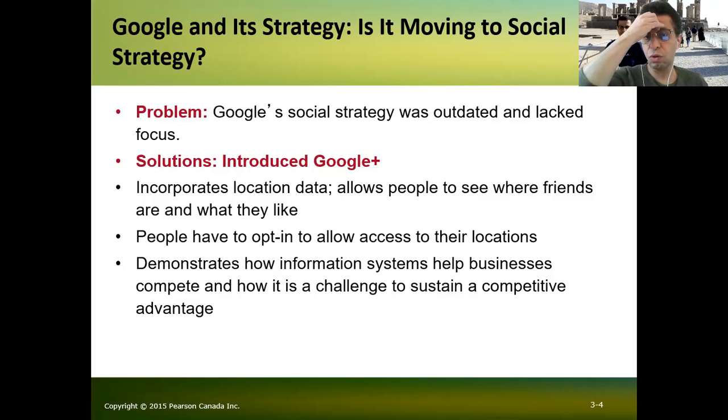Now, in the case of Google, when it was moving to a social strategy, in the old days Google's social strategy was outdated and lacked focus. So they introduced Google Plus, which incorporated location data and allows people to see where their friends are and what they are like. People had to opt in to allow access to their locations, and this demonstrates how information systems help businesses compete, and how it is a challenge to sustain a competitive advantage.